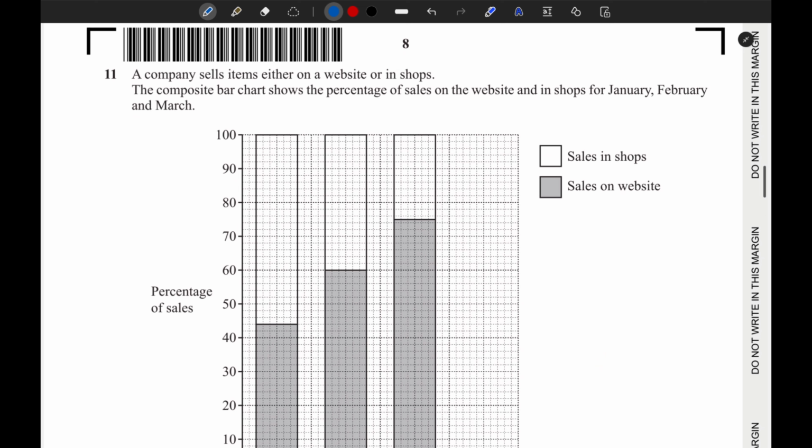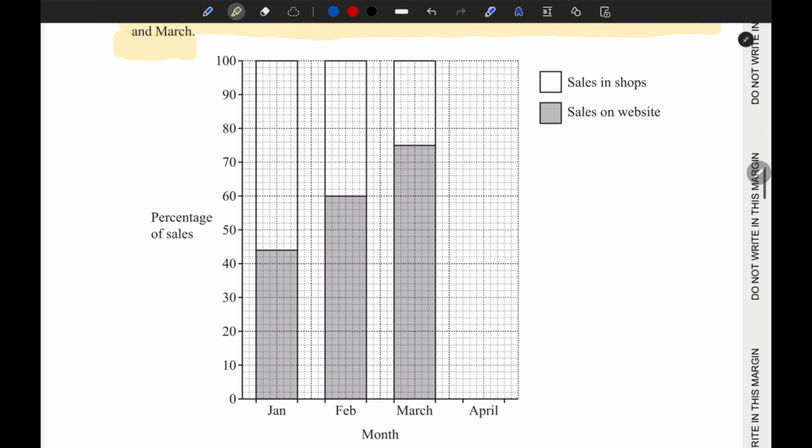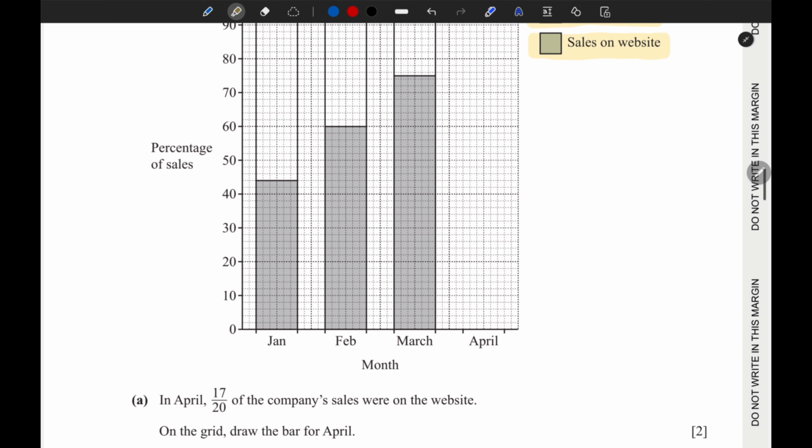Now, coming to question 11. A company sells items either on a website or in shops. So there are two places, website or shops. The composite bar chart shows the percentage of sales on website and in shops for January, February and March. Here we can see that the shaded one is the sales on website and the white is the sales in shops. This is for Jan, Feb, March and April.